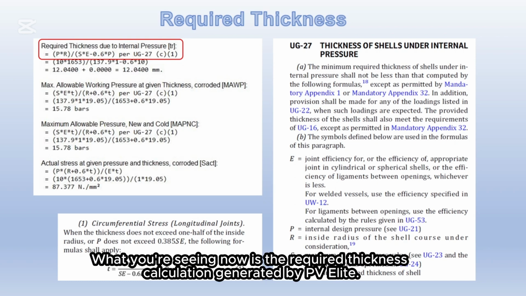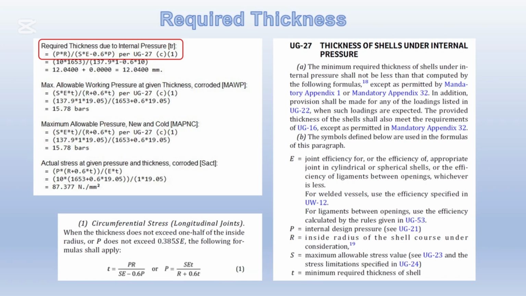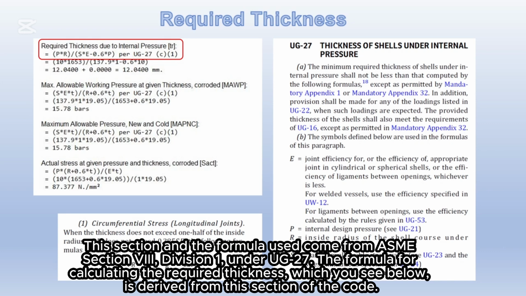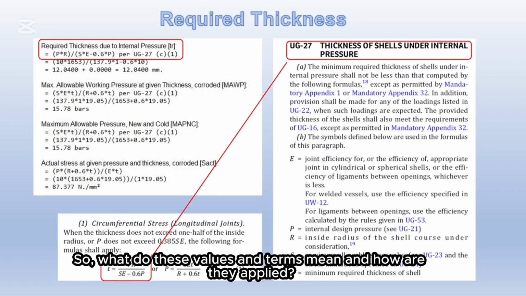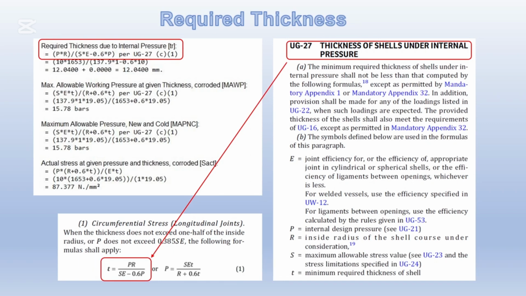What you're seeing now is the required thickness calculation generated by PV Elite. This section and the formula used come from ASME Section 8, Division 1, under UG-27. The formula for calculating the required thickness, which you see below, is derived from this section of the code. T equals P times R over S times E minus 0.6 times P. So, what do these values and terms mean and how are they applied?